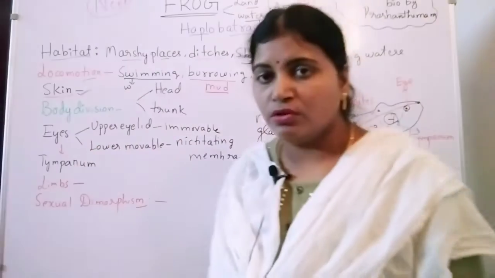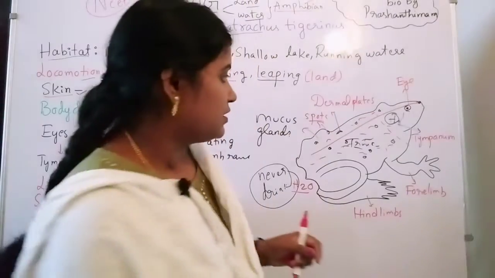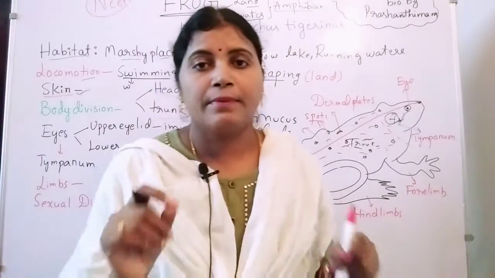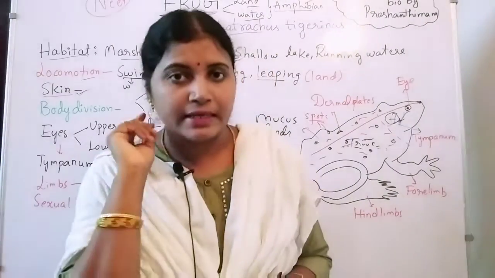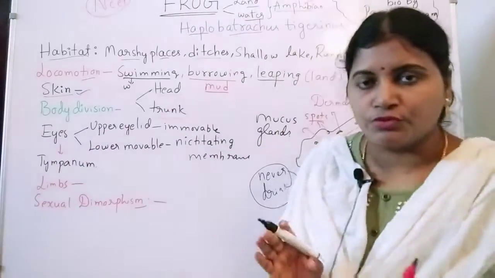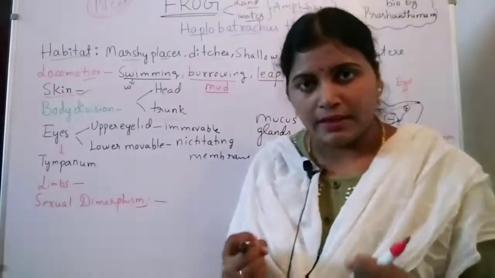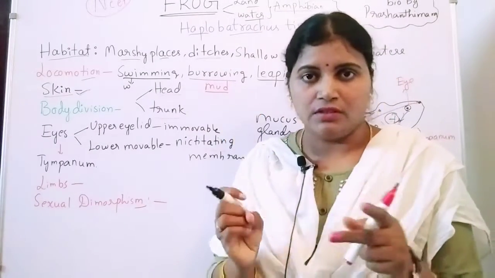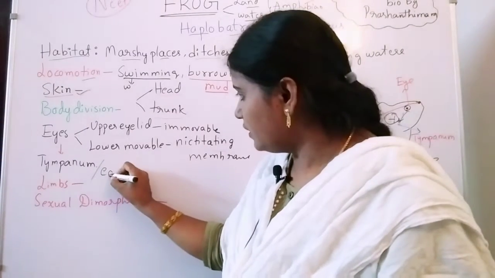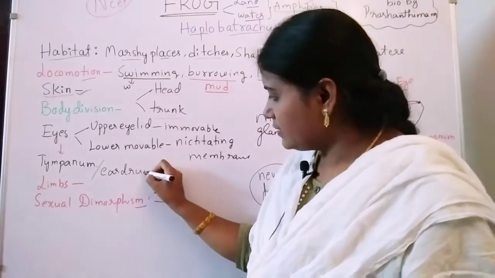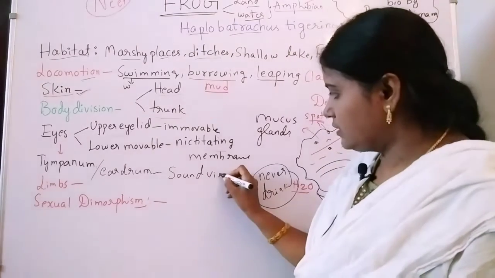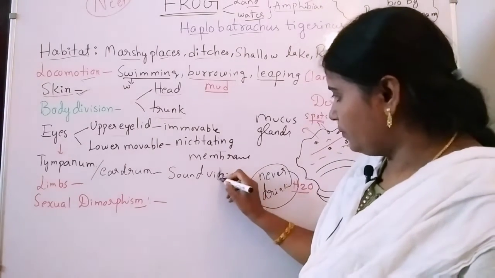After that, just below the eyes, see here, it contains the tympanum structures, okay. Tympanum is nothing but the eardrum. What is the function of the eardrum? Eardrum is responsible for receiving the sound vibrations. Very, very important. So tympanum is the eardrum, it receives the sound vibrations. The function of the eardrum is receiving the sound vibrations.